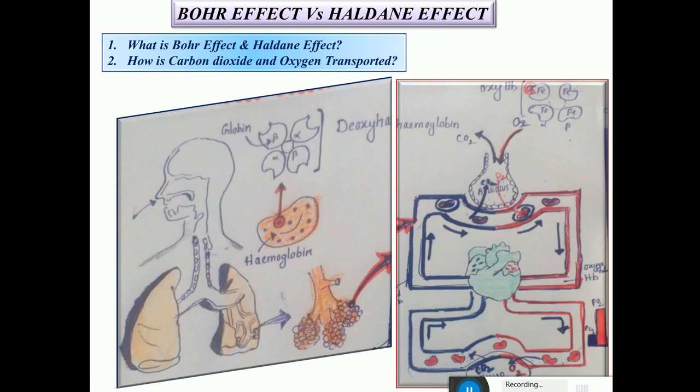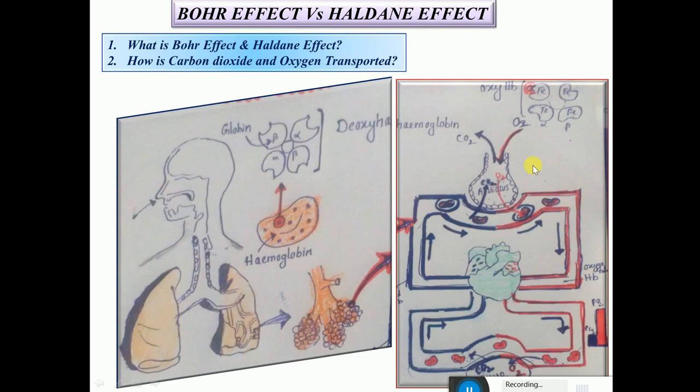So here our question is, what is the Bohr effect and the Haldane effect? You can notice carefully, the oxygen combines with Hb first, as the oxygen partial pressure is very high at the alveolus. At the same time, in the tissues the CO2 partial pressure is very high, so that is the reason Hb tries to combine with CO2 next.